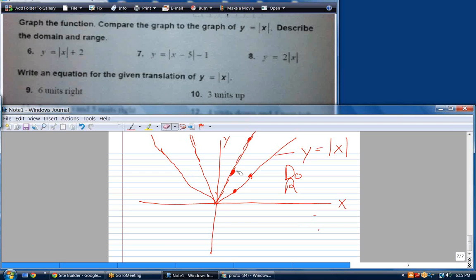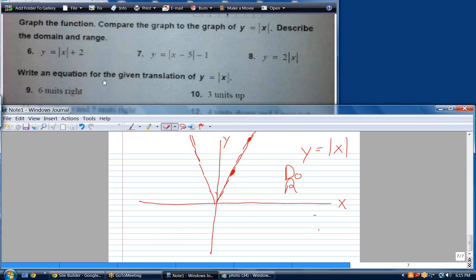All real numbers. And what's the range? Y is greater than or equal to 0. Correct.